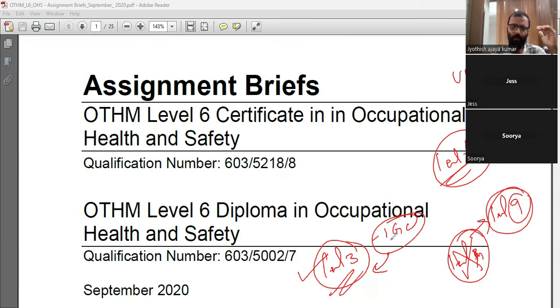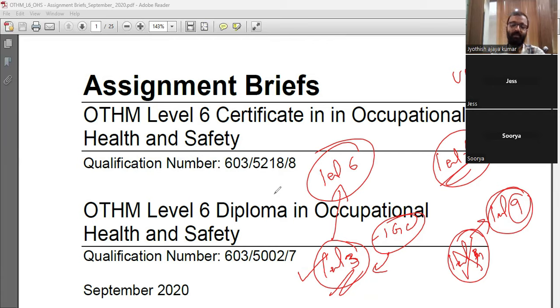And as you progress from level 3, usually people will jump to level 6. Usually level 4, level 5 and all will not be pursued. Directly you will jump to level 6. Level 6 qualification helps you to get Grad IOSH membership. It was actually a graduate level membership.